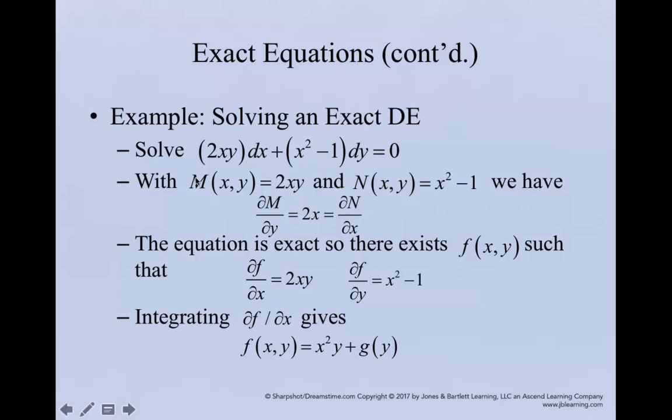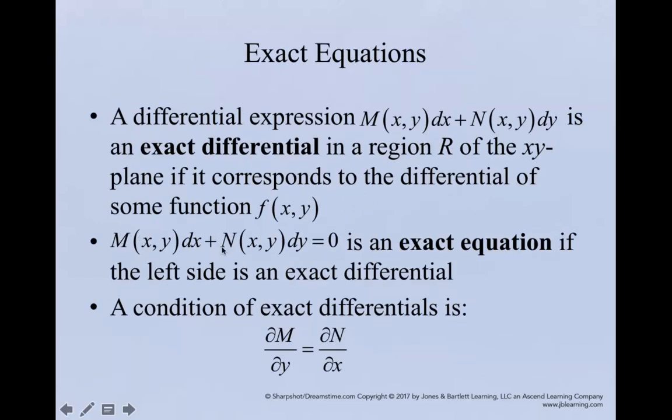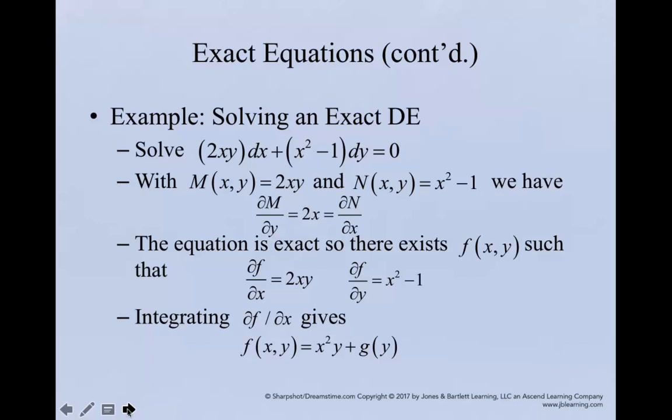Now we'll go back to the previous page. Here's our definition of an exact differential equation. We want to identify M and N, and then we want to check whether this condition is true. If it's true, then we have an exact equation. So M is equal to 2xy and N is equal to x squared minus 1. If we take the partial of M with respect to y and the partial of N with respect to x, we find that both of those are equal to 2x.